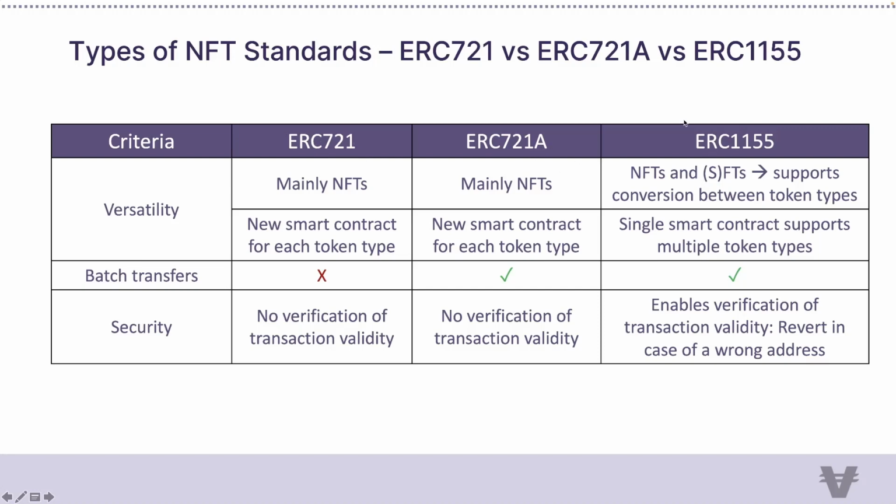Then if we look at the 1155, this allows the conversion between different token types. So you can have NFTs, semi-fungible tokens, and fungible tokens as well, depending on how you code it. And you only need a single smart contract that supports multiple token types. Then if we look at the batch transfer criteria, only 721A and 1155 allow for batch transfers.